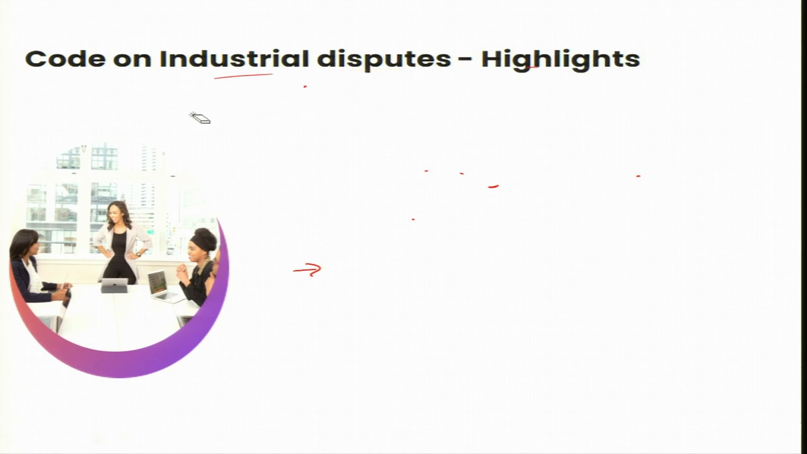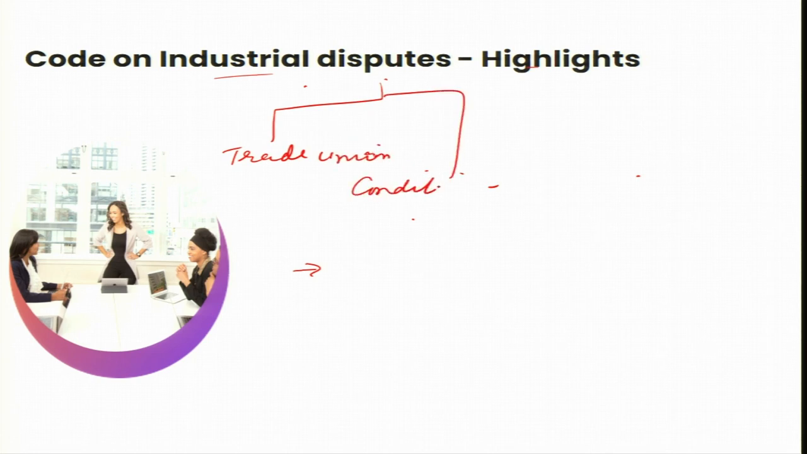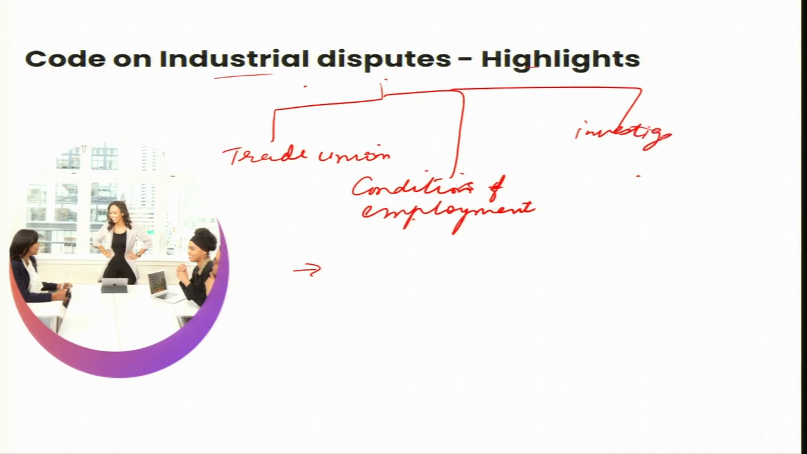2020. Now it's important for us to further understand the various things which are essentially forming a part of this Industrial Dispute Act. So basically, the Industrial Dispute Code 2020 is an act to consolidate the rules and laws relating to trade unions, conditions of employment in industrial establishments or undertakings, and investigation and settlement of industrial disputes.